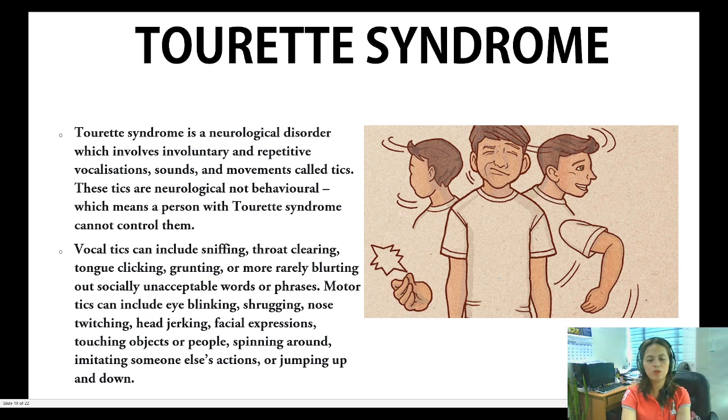Bisag sila, dili na makontrol ilang self. Vocal tics can include sniffing, throat clearing, tongue clicking, grunting, or more rarely blurting out socially unacceptable words or phrases. Even maka-curse sila na dili po nila na control. Motor tics can include eye blinking, shrugging, nose twitching, head jerking, facial expressions, touching objects or people, spinning around, imitating someone else's action, or jumping up and down.